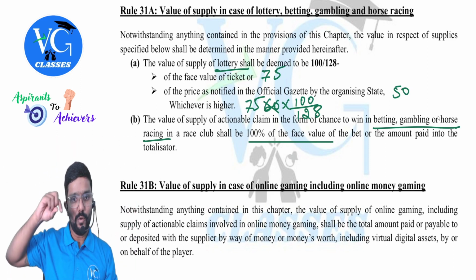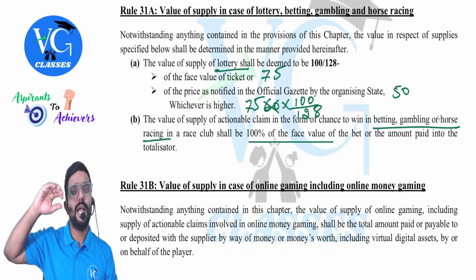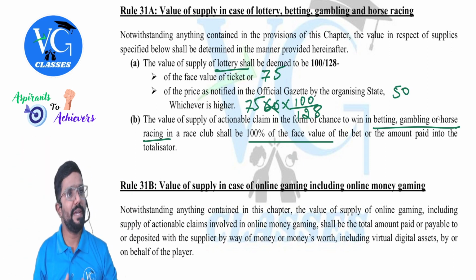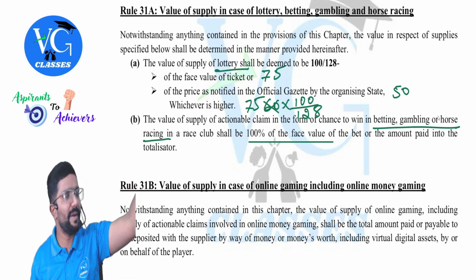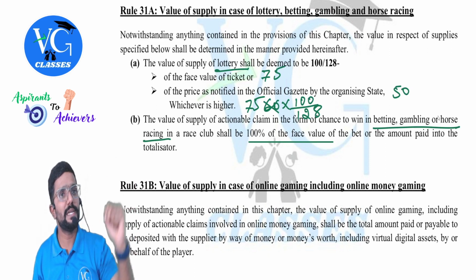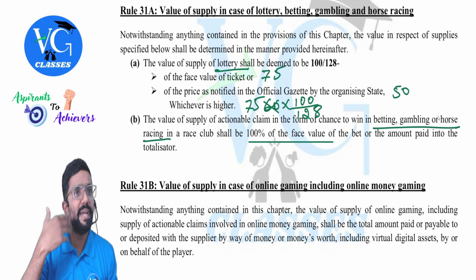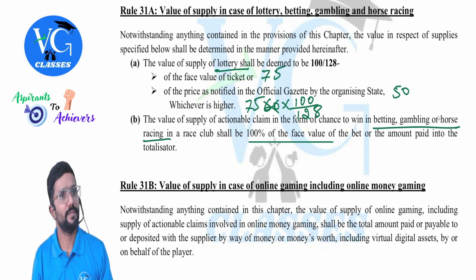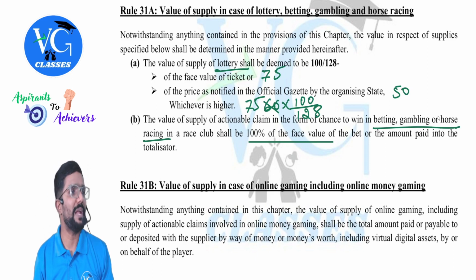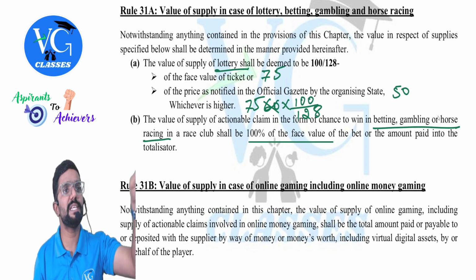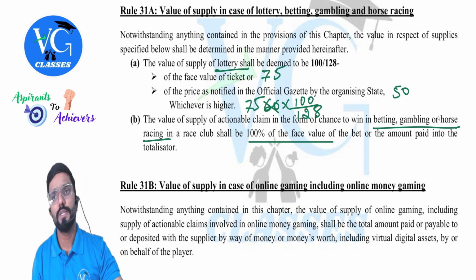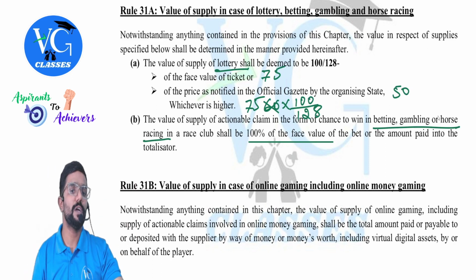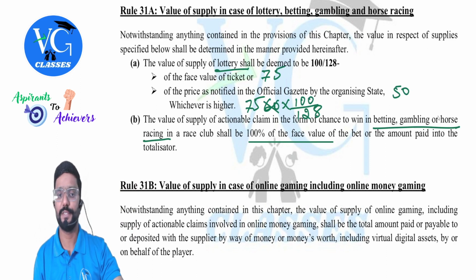Okay. Now, assume I am going to a race course. I am betting on a particular horse. Assume horse number 6. In that case, whatever amount I am betting for a horse, assume 1000 rupees. That is the value of supply. For whom? Whoever is organizing that race or whoever is taking care of that totalizator. That is the device.